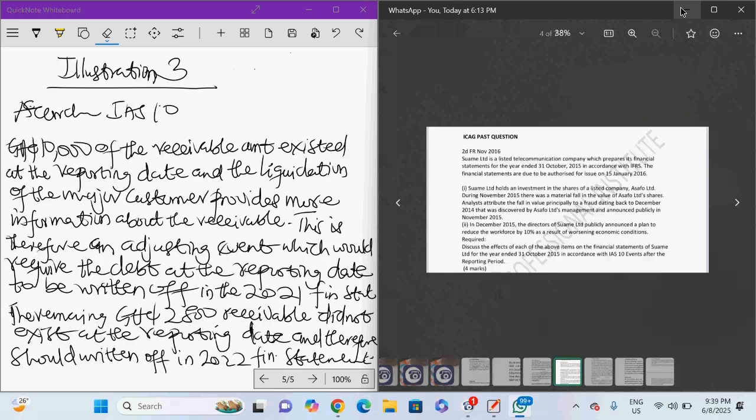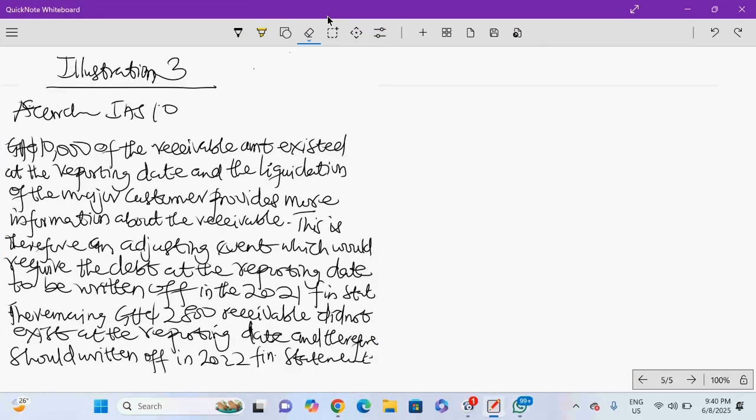All right, thank you very much. So discuss the effect of each of the above items on the financial statements of Swami Limited for the year ended in accordance with IAS 10, right? Events after the reporting period. All right.